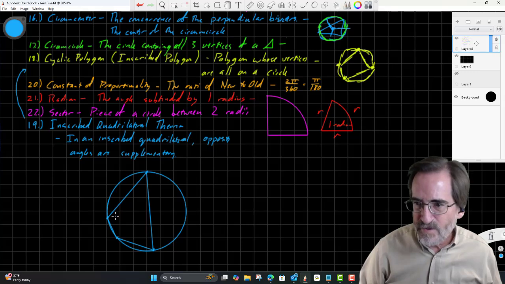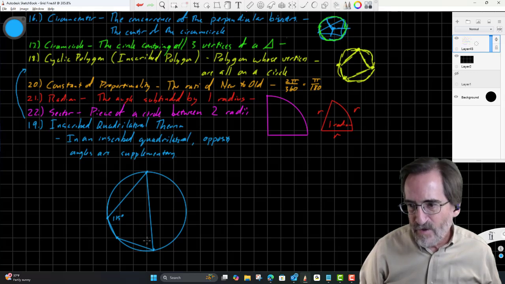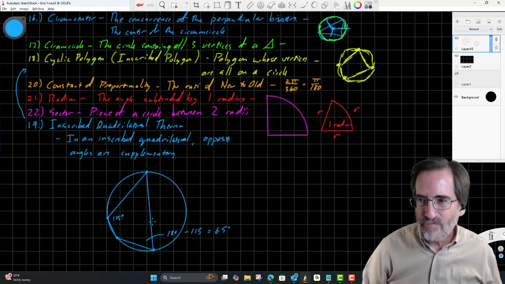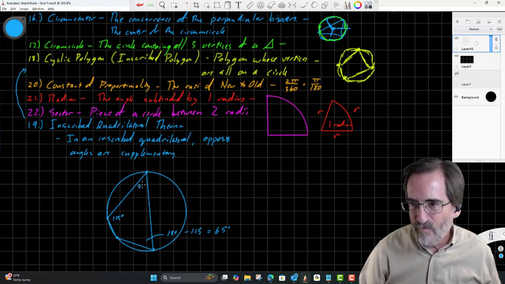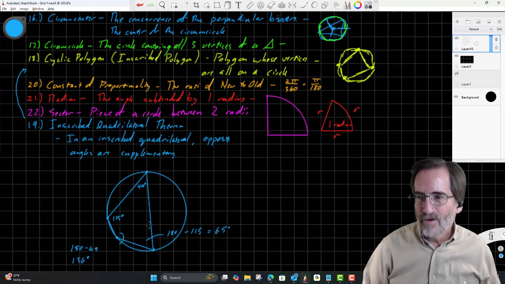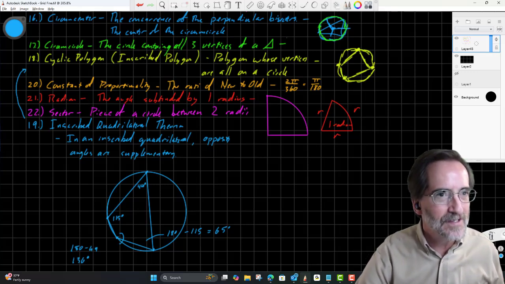So if this is 115 degrees, then this angle must be 180 minus 115, which is 65 degrees. And if this angle is 44 degrees, then this angle must be 180 minus 44, which is 136 degrees. Opposite angles add to 180. All right, that's it. Whew, that was quite a list.